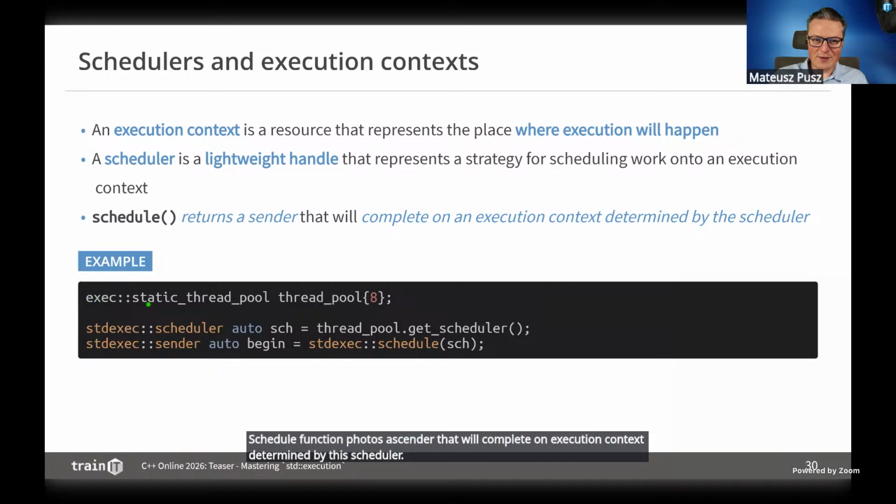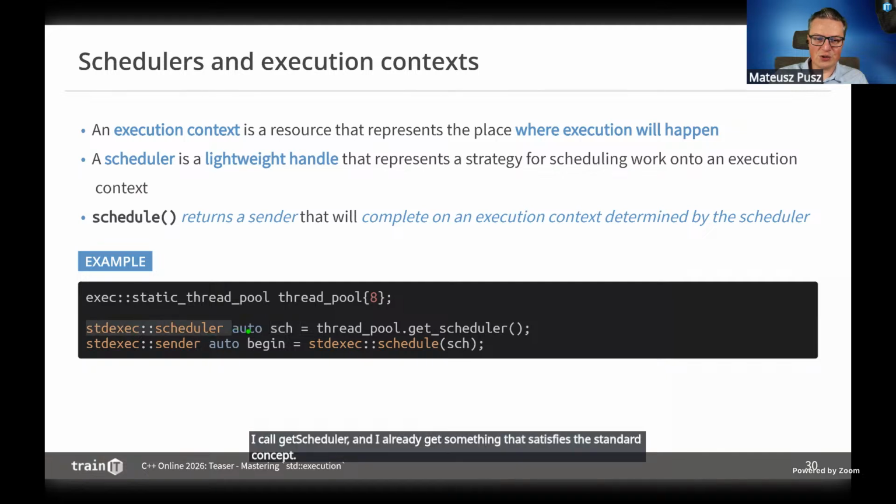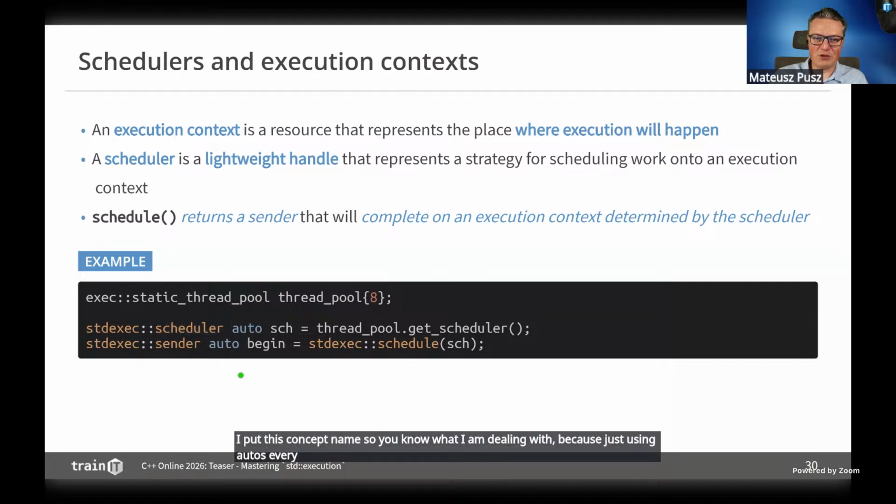For example, I may have a static thread pool of 8 threads. I call get scheduler. This is non-standard, right? I call get scheduler, and I already get something that satisfies the standard concept, right? This is a constraint on the left-hand side of auto. This is the concept name. I put those concept names so you know what I'm dealing with, because just using autos everywhere will be hard maybe to reason about.